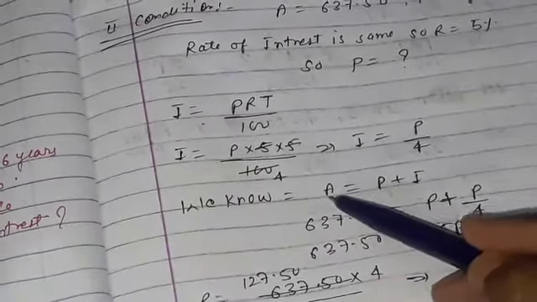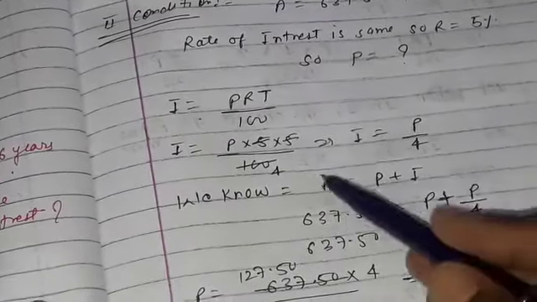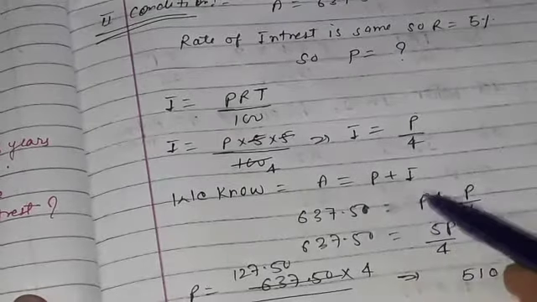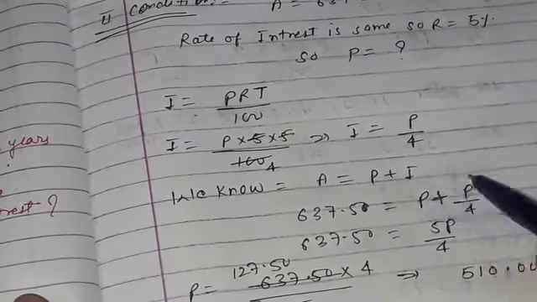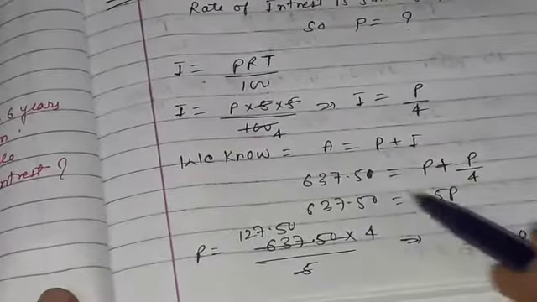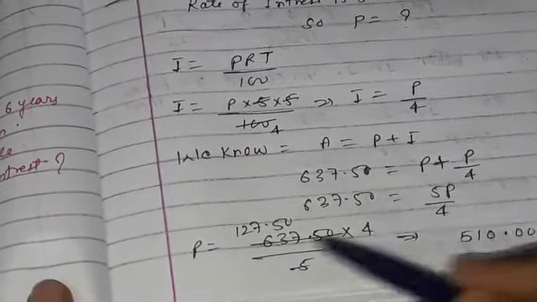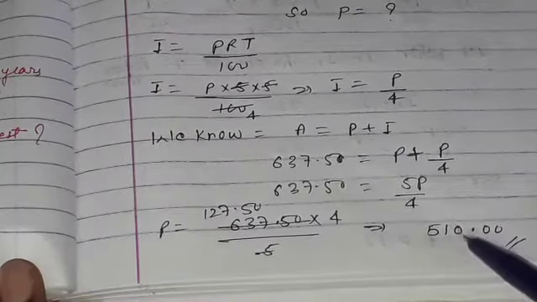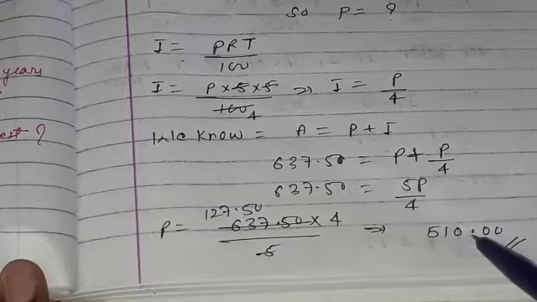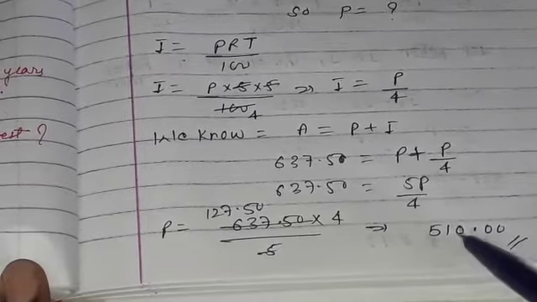But we know A is equal to P plus I. Put the values of P and I and you can easily calculate this, and by calculating this we can get the value of principal P. So this is our question, find the value of P.